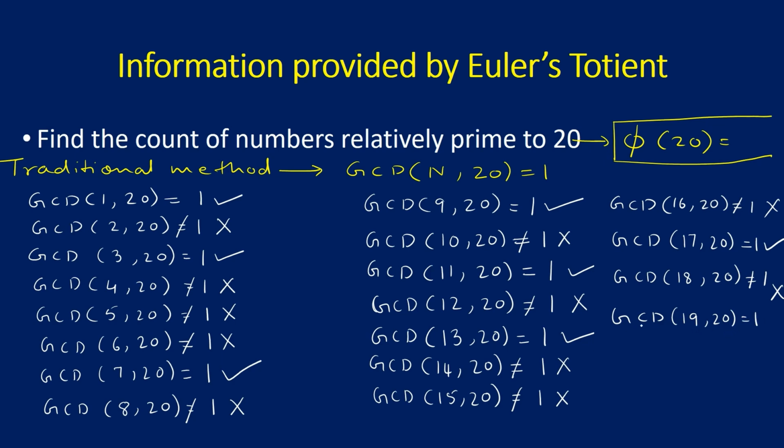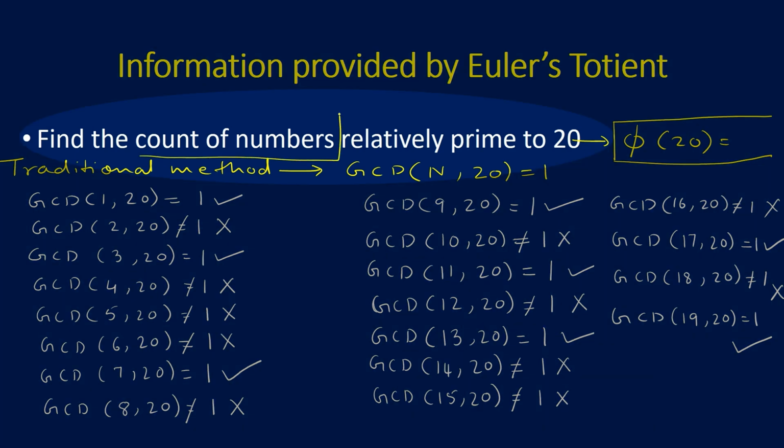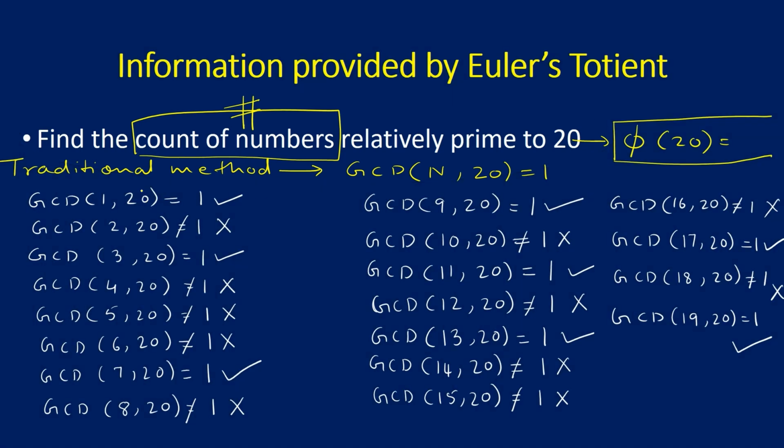So the greatest common divisor of 19 and 20 is 1. Therefore 19 and 20 are co-prime numbers. Now the question that we were focusing on is to find the count of numbers that are relatively prime to number 20, and we were doing the traditional method. So we computed the GCD. Now we have to count how many numbers between 1 to 19 have resulted in GCD of 1.